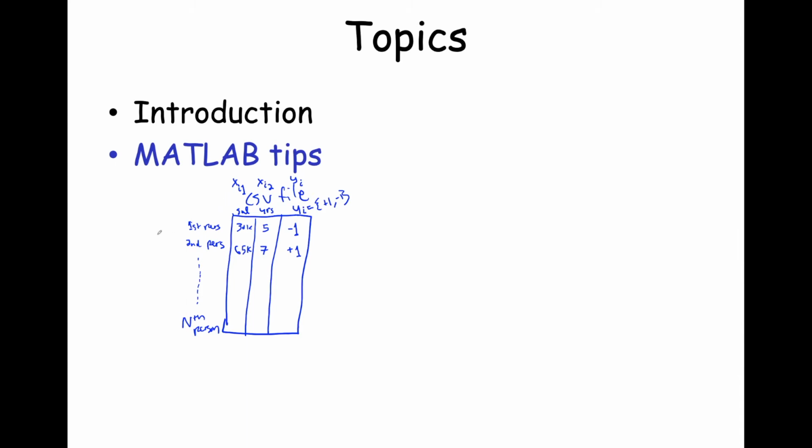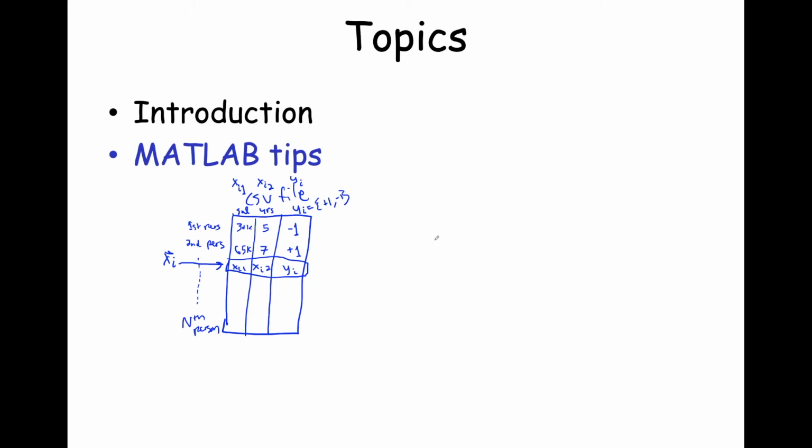And so along the rows, we would identify the ith person as just the ith row in this table, right? So this would be Xi1, Xi2, and this would be Yi, the label for the ith person, and this would be the vector Xi, right? So that's the setup in MATLAB.